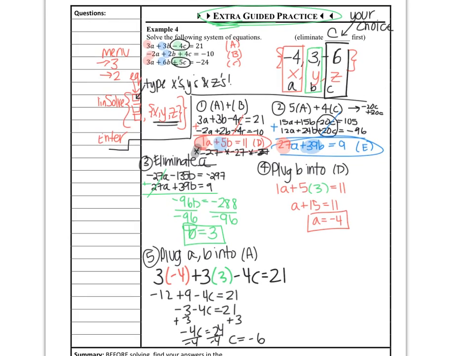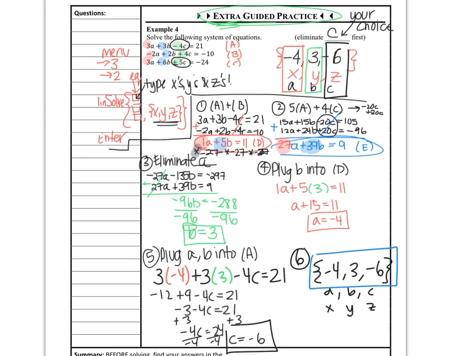Okay, and so when I box this in, then I'm ready to go to step 6, writing my solution. Remember, it's in the format of A, then B, then C, just like it'd be X, Y, Z. So we've got -4, 3, -6. And again, I can't stress enough how important it is that you are checking your answers with the solution as you go. Check answers with solution as you work.